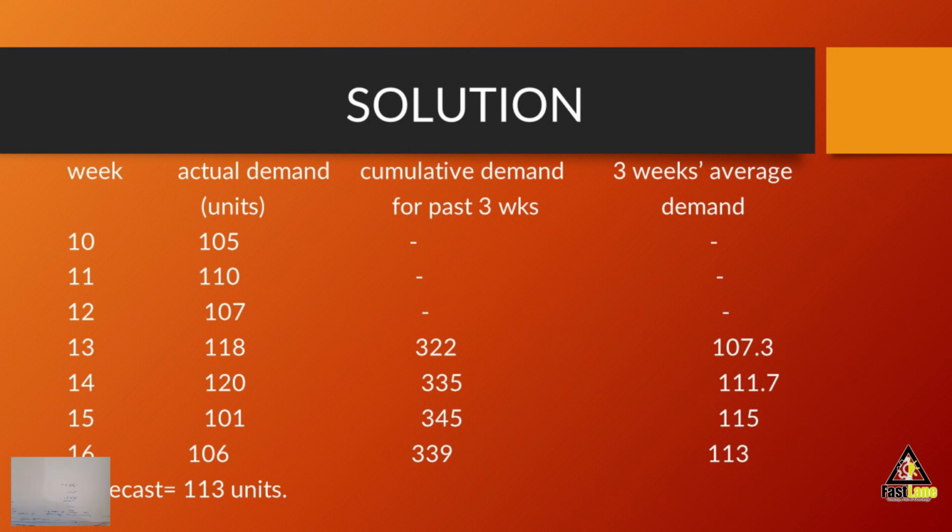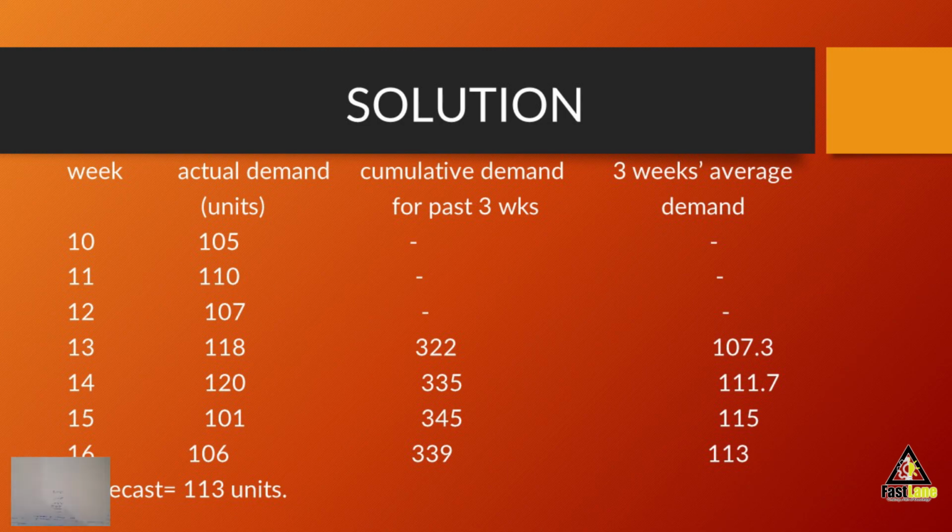But for week 13, we had the cumulative demand for past 3 weeks. So our 3-week average demand will be the 322, which is the cumulative demand for past 3 weeks, divided by those 3 weeks. This is the 3-week average demand, and it will give us 107.3. For week 14, we do the same, and we get 111.7. For 15, it will give us 115, and then week 16 it will give us 113.